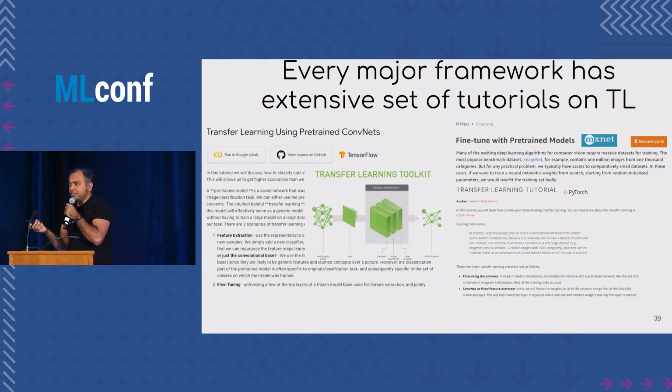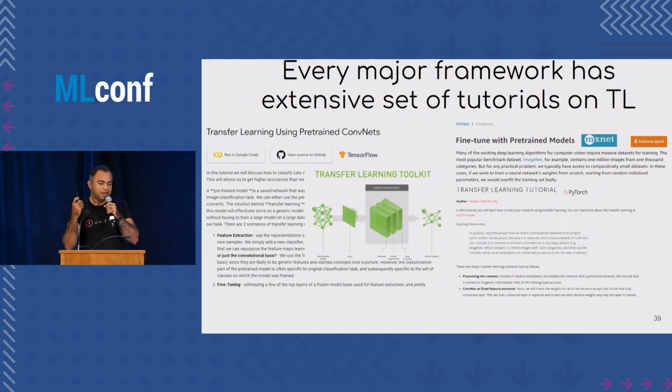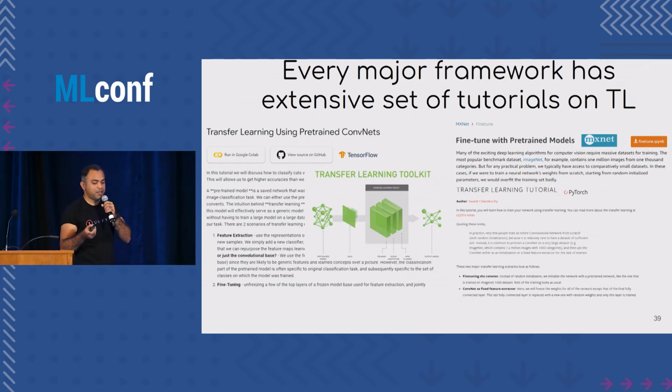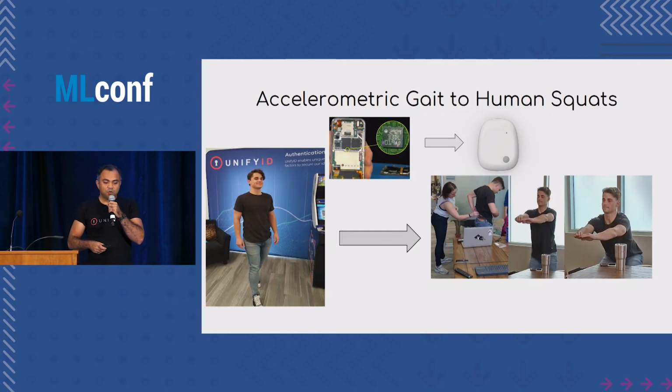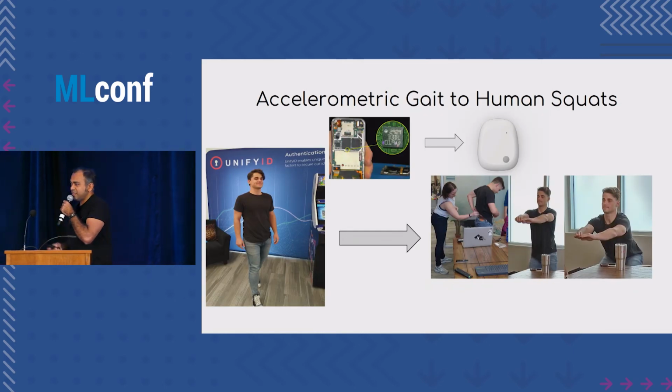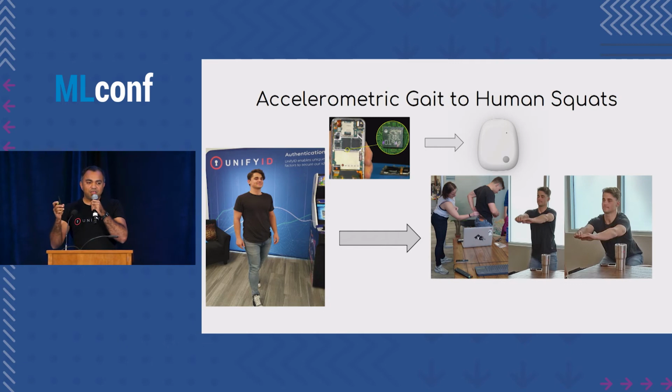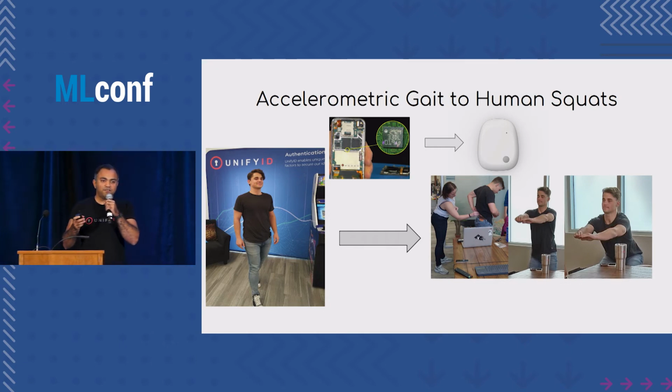And also every single deep learning framework out there, be it TensorFlow or PyTorch or MXNet, has extensive tutorials on how to basically do this. So some of the audacious examples that we tried out was, can we use these gait-trained models to identify who the subject is when they're doing squats?